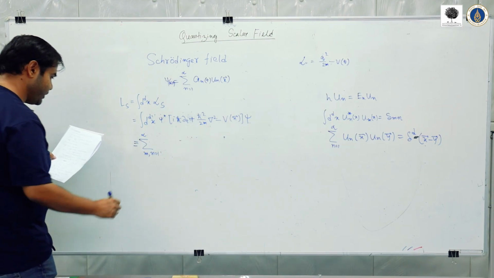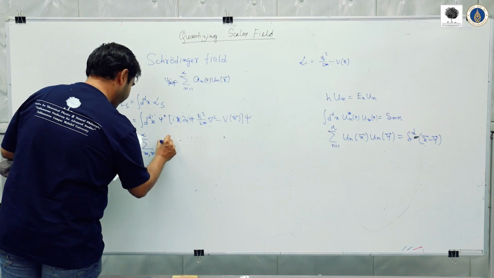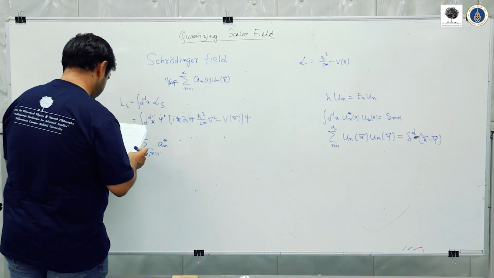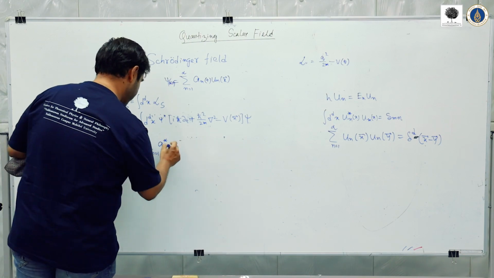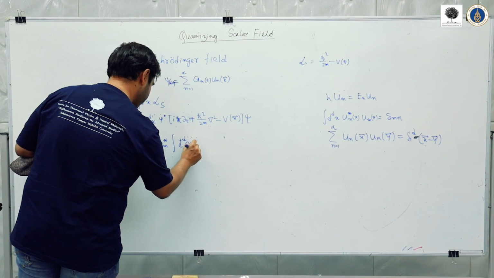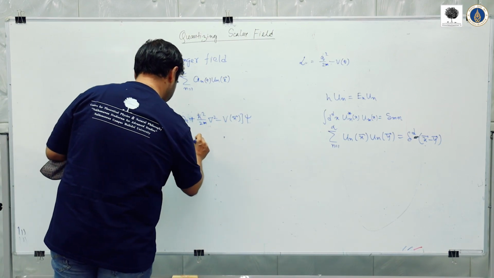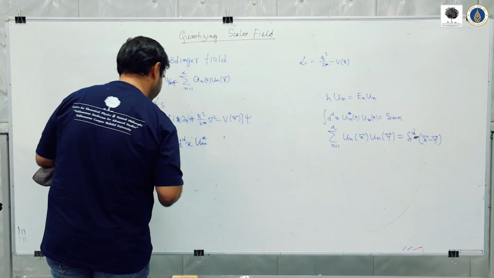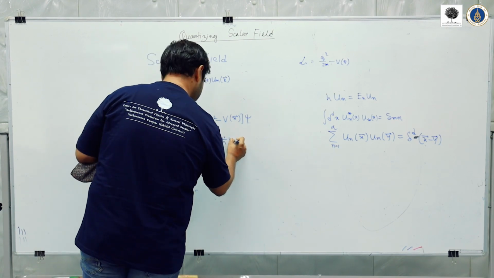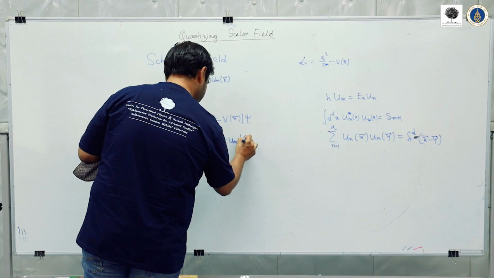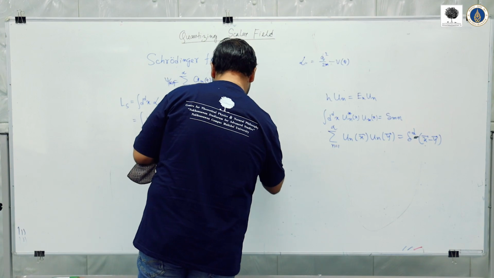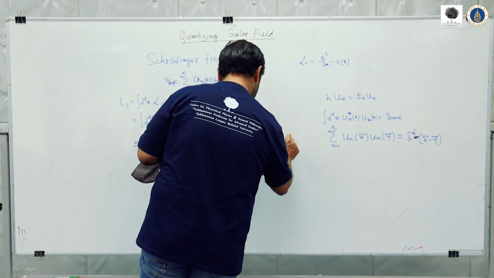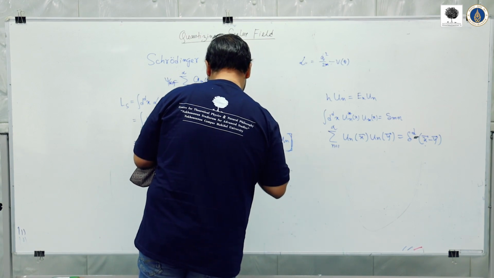both going from 1 to infinity, of am star, integral dx, um star, times un, i h bar dan dt, minus an h un, bracket close.